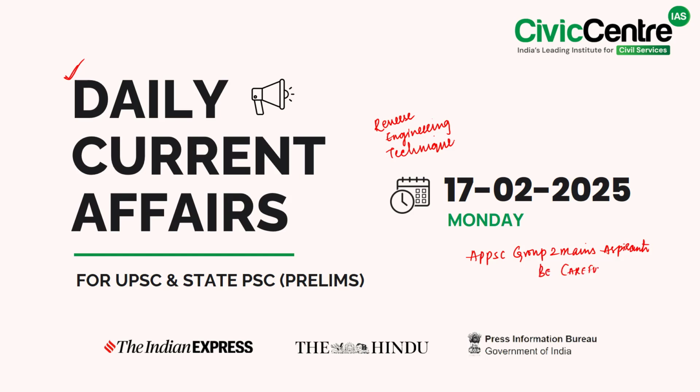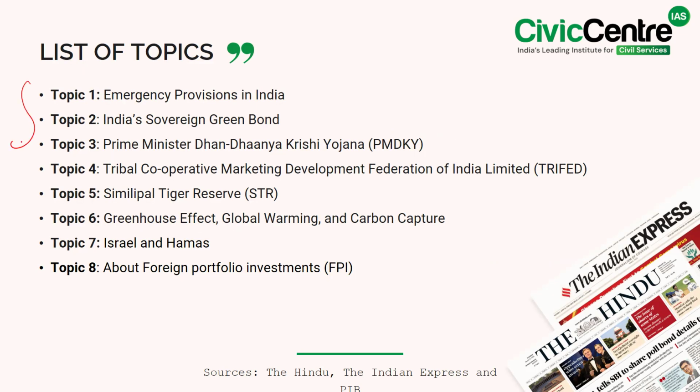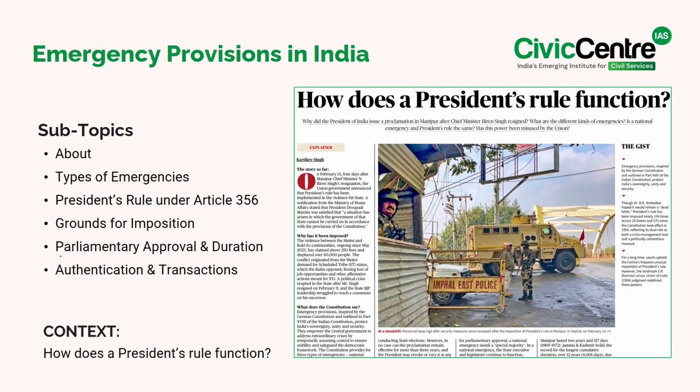Displayed below are the key topics which we'll be covering today. So, the first article is about a significant political development in Manipur, where on February 13, just 4 days after Chief Minister N. Biren Singh resigned, the Union government imposed President's rule in the violence-hit state.